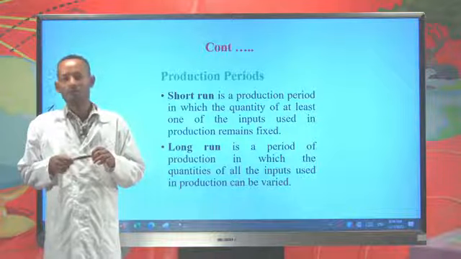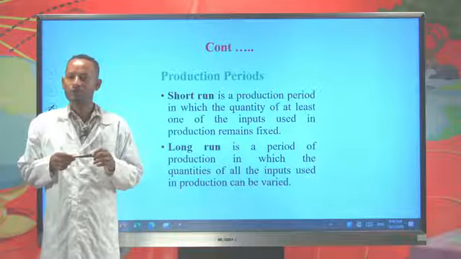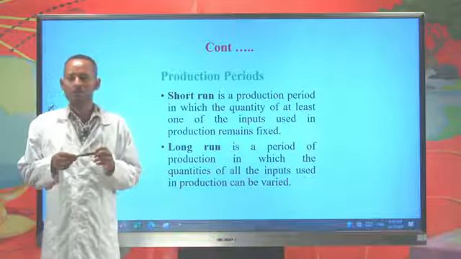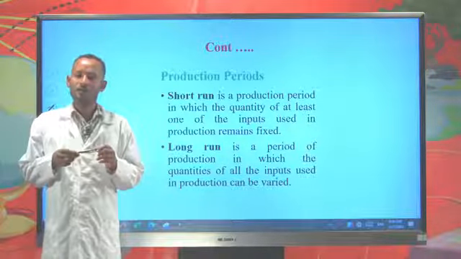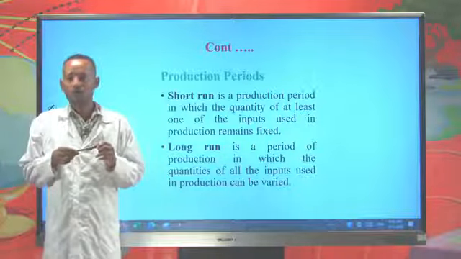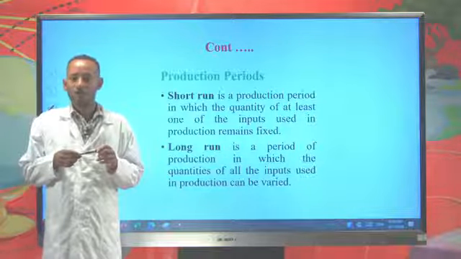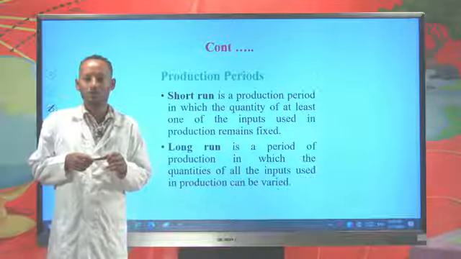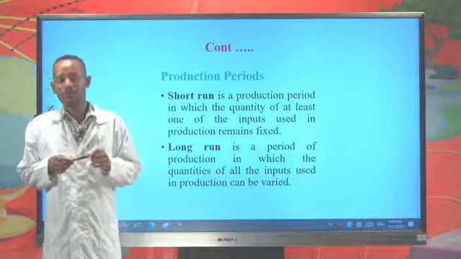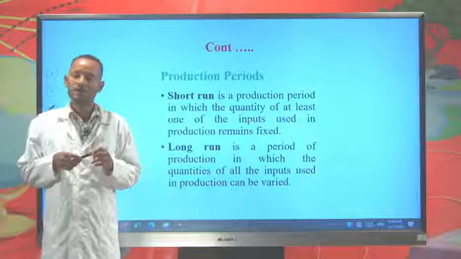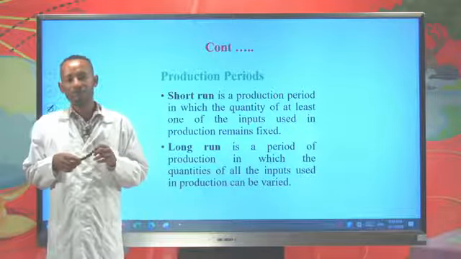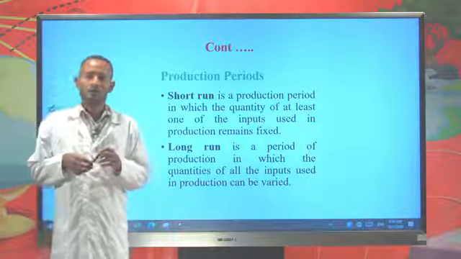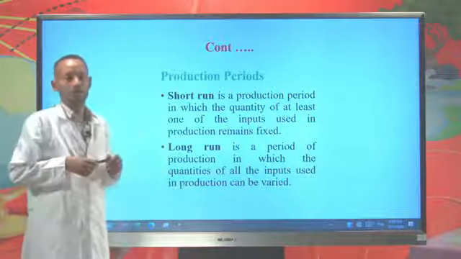Remember here, the time horizon is not used to distinguish whether the production period is short run or long run. A production that lasts for 100 years might be in the short run, or a production that lasts only for 3 months might be in the long run. Because if all the inputs used in production are variable, then the production is said to be in the long run. But if the quantity of at least one of the inputs used remains fixed, then it is considered short run.